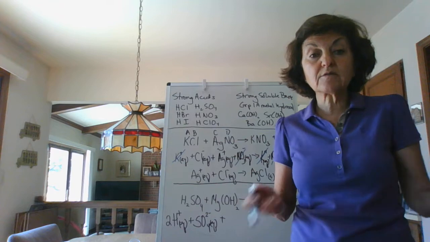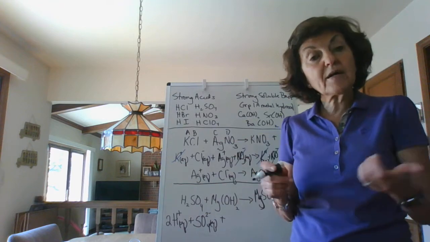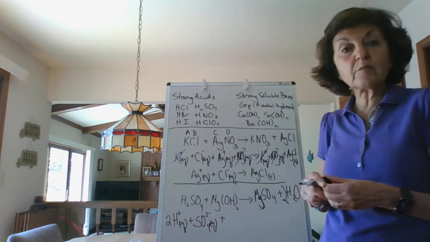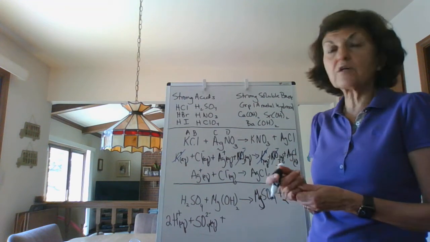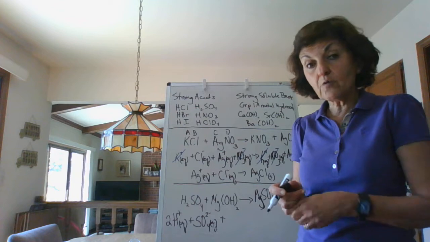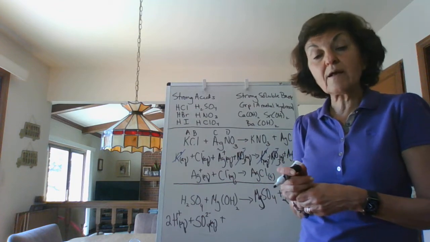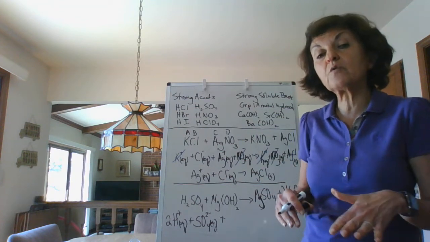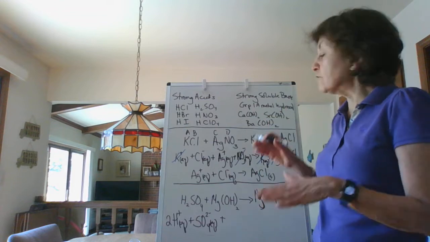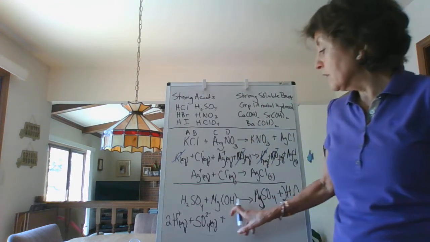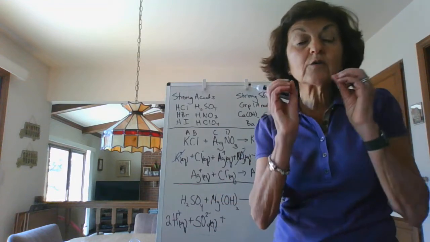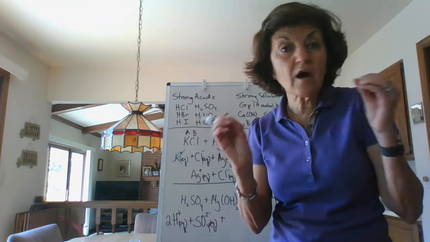Why do I know it's a base? Because it's got a hydroxide in it. But is it one of the strong soluble bases? Is it a group 1A metal hydroxide? No, magnesium is a group 2A. Is it a heavy group 2A hydroxide? Well, in order for it to be considered heavy, it has to be calcium or heavier. So nope. What do we do with the magnesium hydroxide? We leave it intact. You do not break it apart.